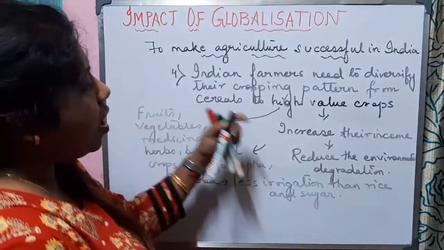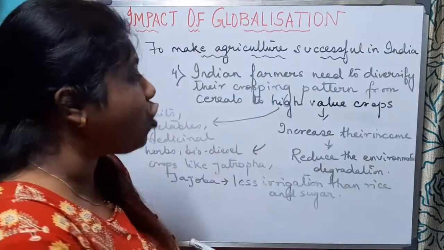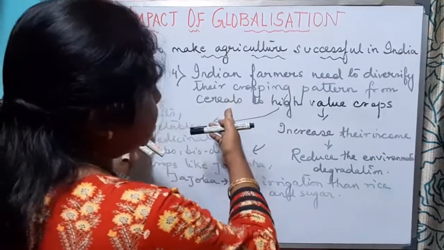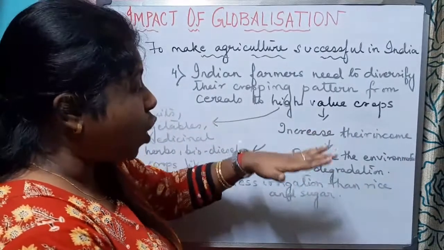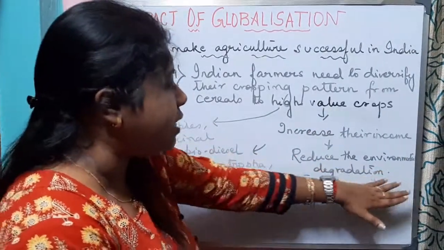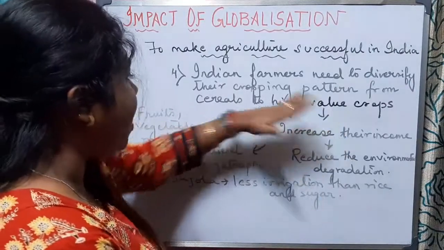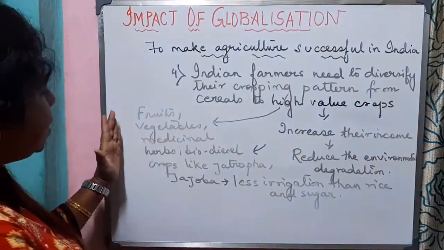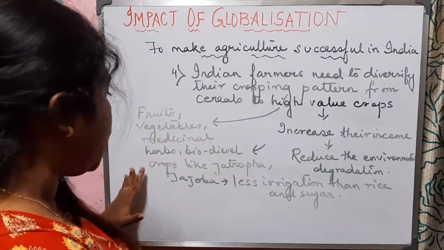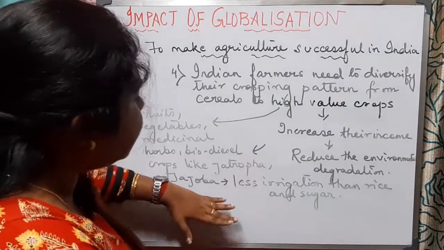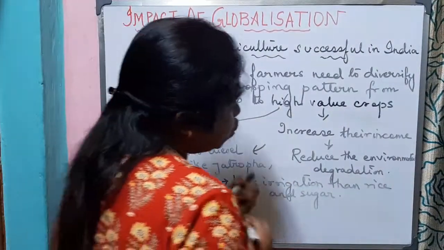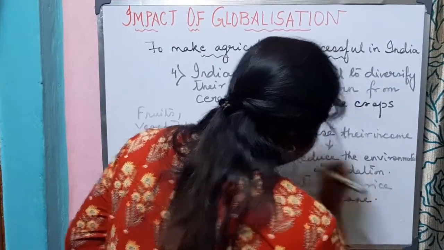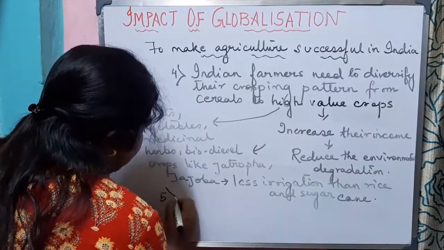So, Indian farmers need to diversify the cropping pattern from cereals to high value crops, which will increase their income and will also help to reduce the environmental degradation. The high value crops are like fruits, vegetables, medicinal herbs, biodiesel crops like jatropha, jojoba, and they need less irrigation than rice and sugarcane. What else can we do?